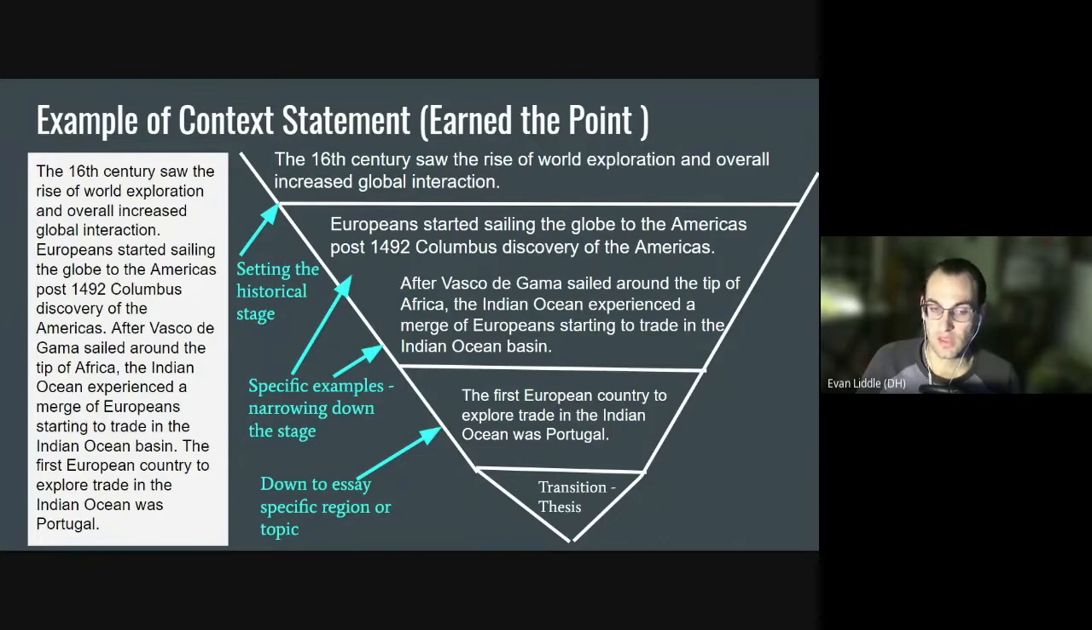We talked a little bit about increased global interaction, and then we're getting a little more specific. Again, Columbus, 1492, Vasco da Gama, the tip of Africa, right? We're getting more specific. We're still not quite at the Indian Ocean. It's mentioned there, but we're not right there. And then we get down to it.